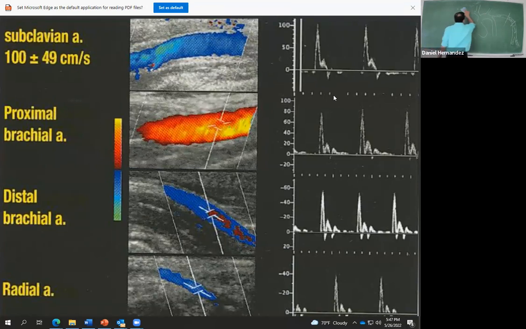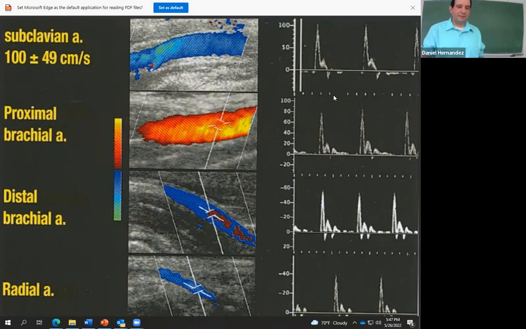When we're talking about peripheral flow in the upper extremities, this blood flow isn't going to any sort of organs. It's just supplying our muscle beds. So these are going to be high resistant waveforms. You can see obvious high resistant waveforms. So these are all normal, nice high resistant waveforms.